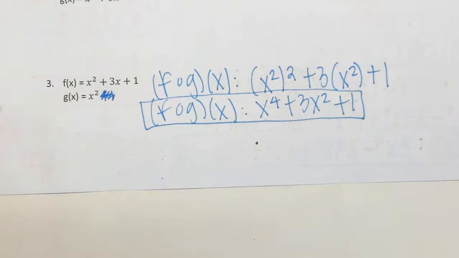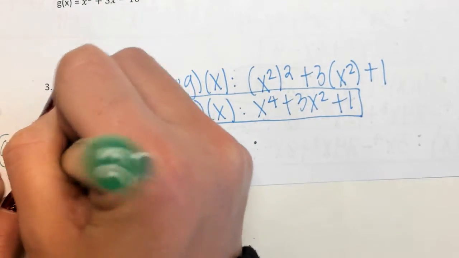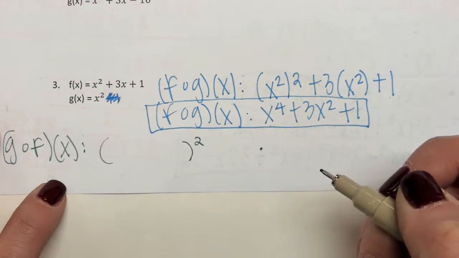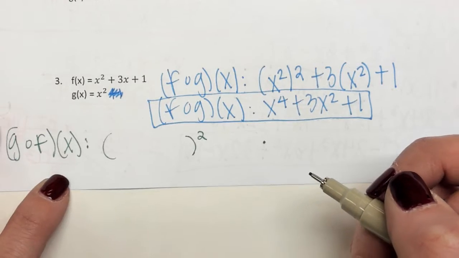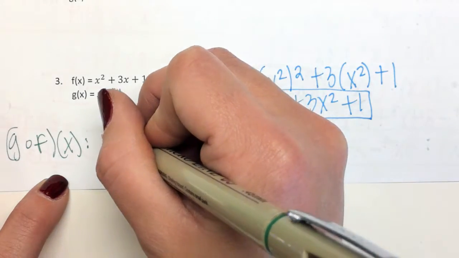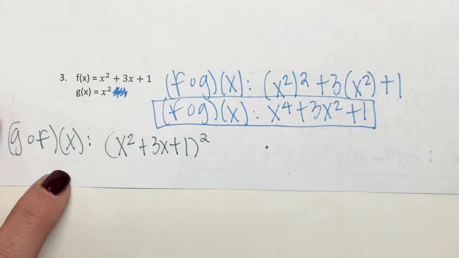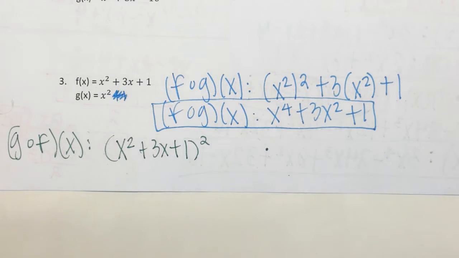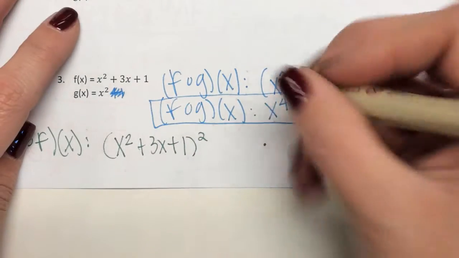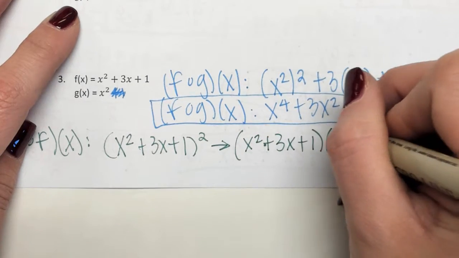Alright, next one's kind of lengthy, so give yourself some room. For g of f of x, I start with f, which is x squared. So you're going to just put a big parentheses and a squared. And what do you put inside the parentheses? What else? X squared plus 3x plus 1, the entire function. Alright, and we know that we're going to have to do what here? Distribute. We cannot distribute the squared. We have to actually multiply out x squared plus 3x plus 1 times x squared plus 3x plus 1.